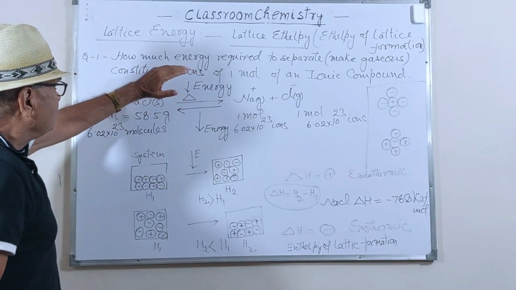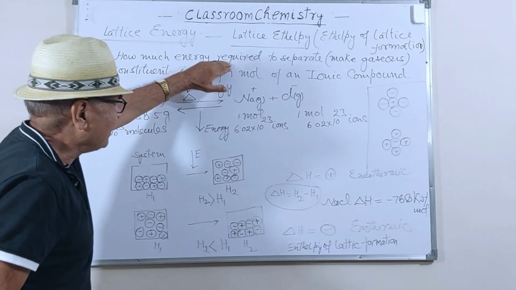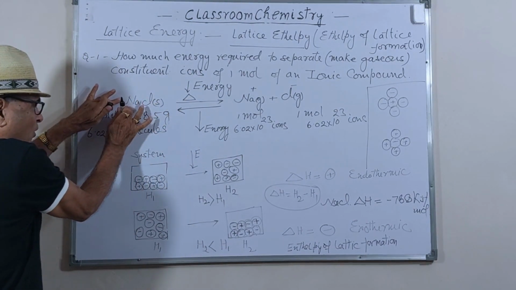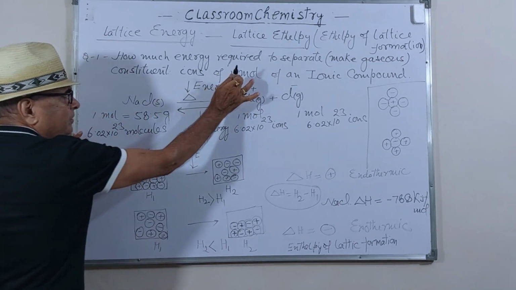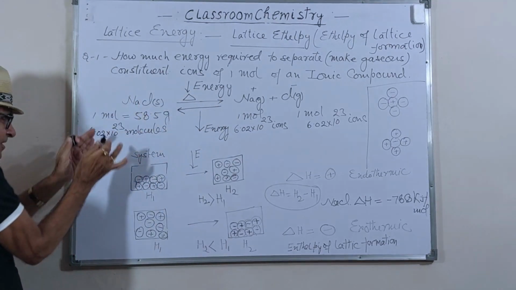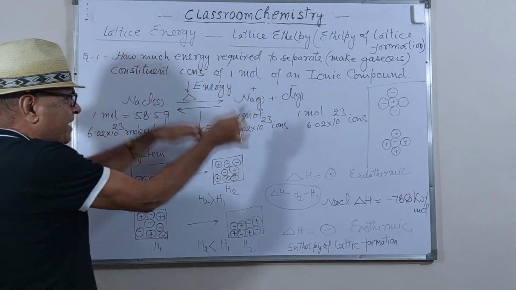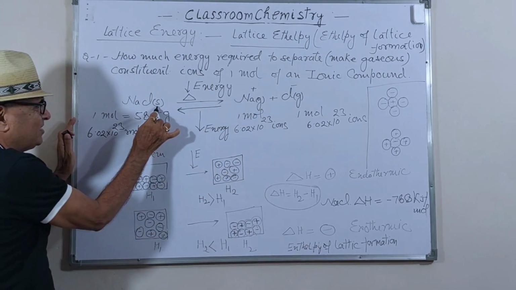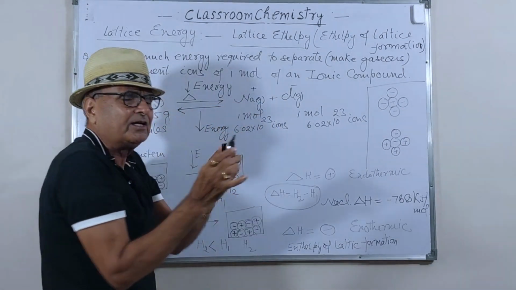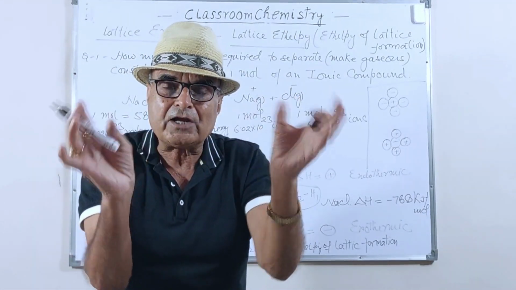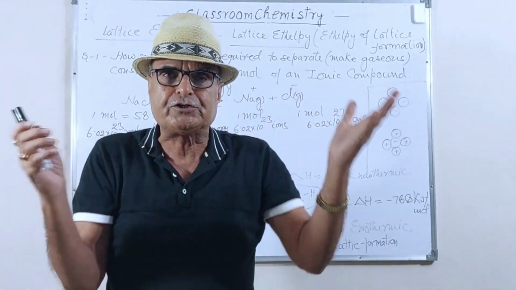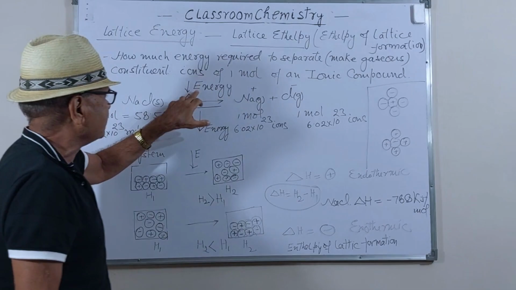Now the question: you require energy. I am giving this energy to NaCl, which has the number of molecules in 1 mole. This energy will separate the Na positive and Cl negative and make them gaseous. Here NaCl is in the solid form, and here the Na positive and Cl negative have no attraction between each other. They are in the gaseous state, free from each other, separated by this energy.